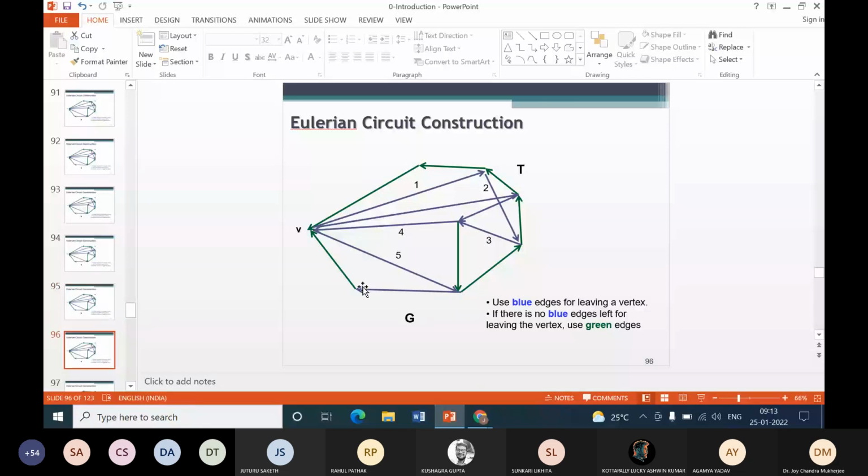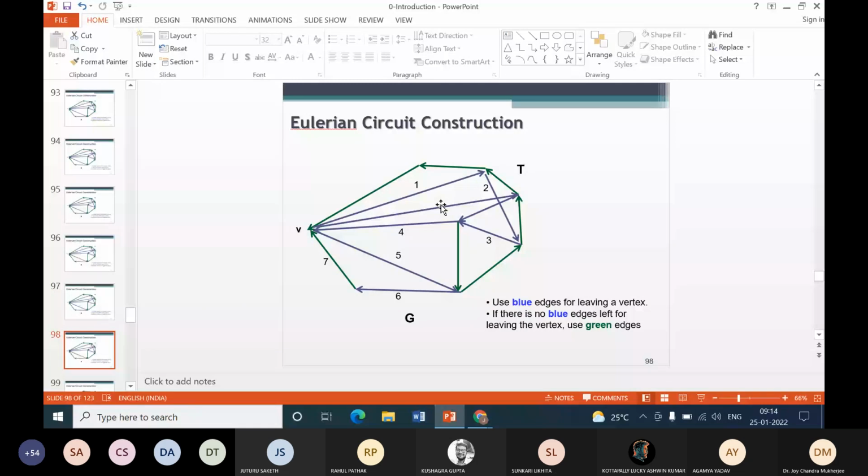So far we used only blue edges, but here when we come back, we see that there are no blue edges left which are unvisited, because we have to visit every edge exactly once. So we go by this green edge now. Again when we come back, I will go by the blue edge. So this is my 8th edge.